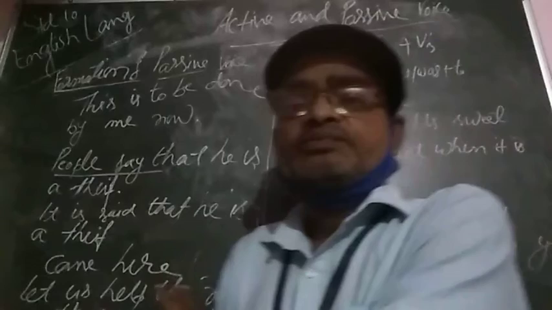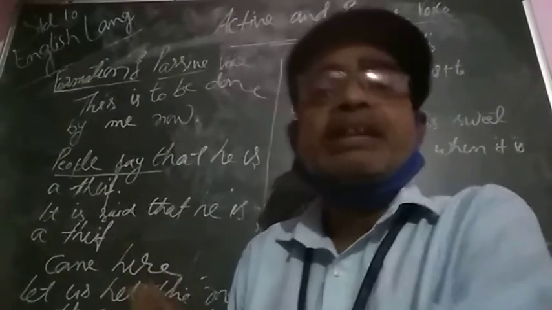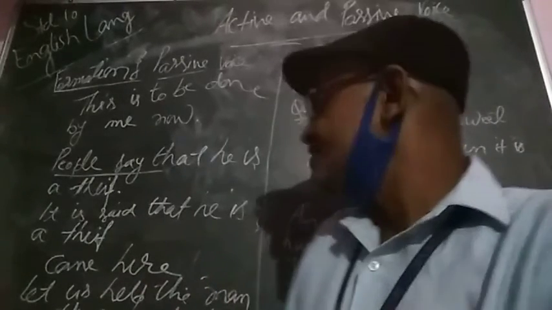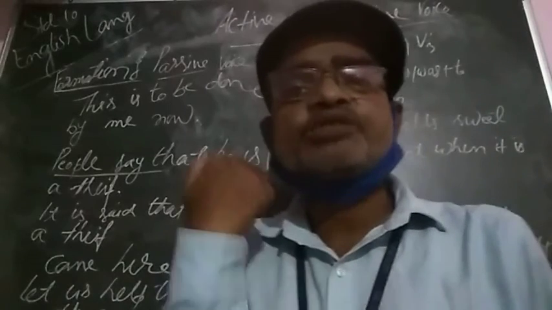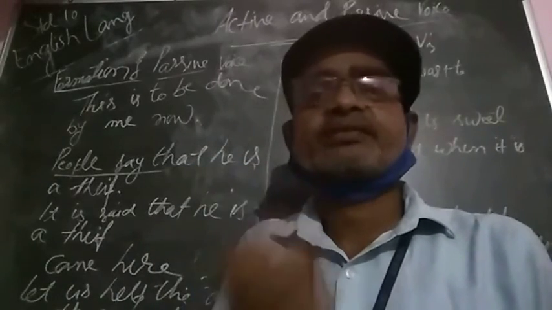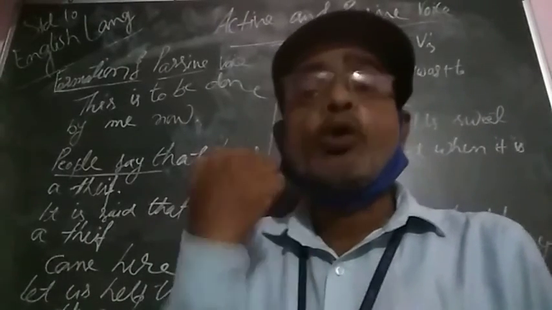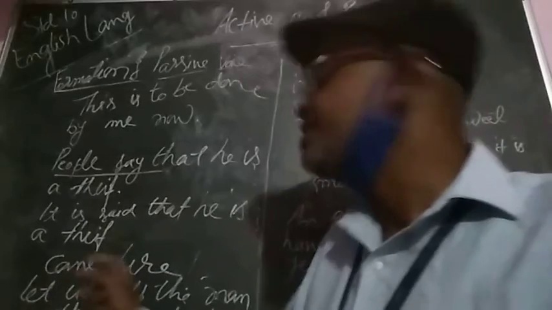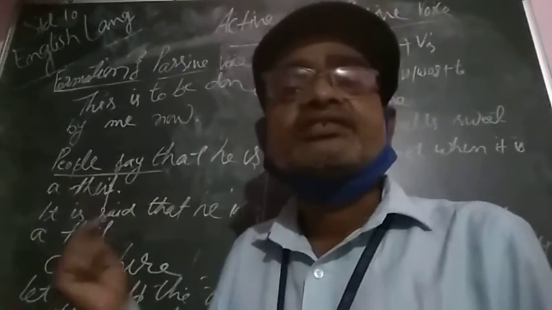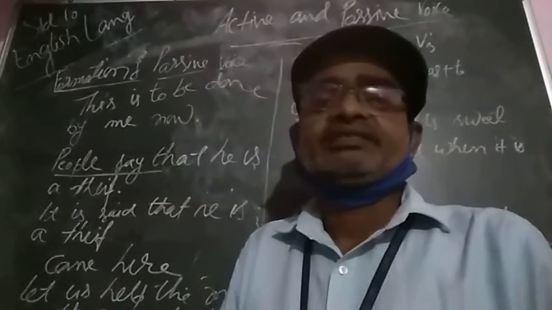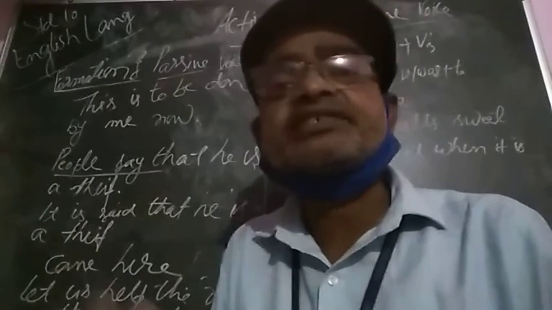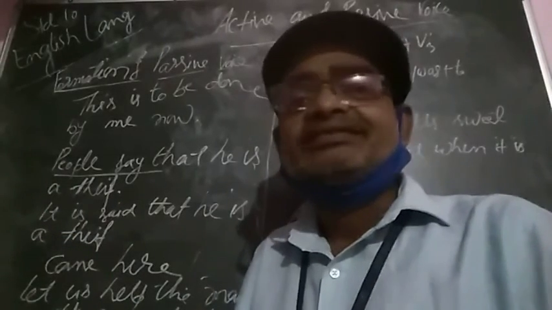Let's come to another form, that is the imperative sentence. In an imperative sentence, see here, come here. The verb should be added from your own side. You have to see the sense. You are ordered to come here. If it is please, then you are requested to come here.